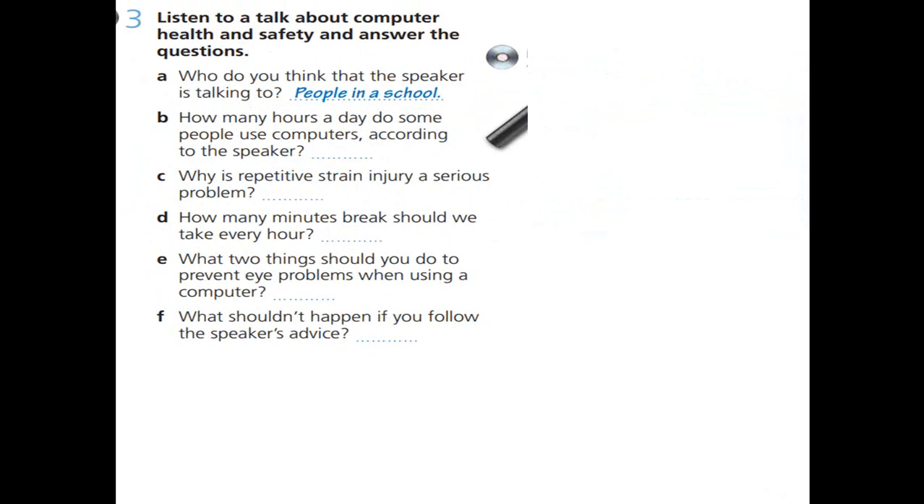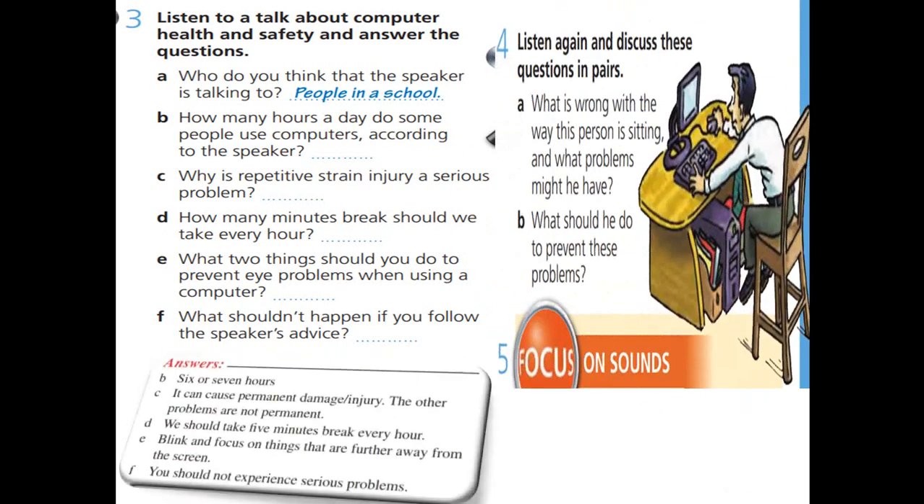Alright, now we come to exercise number 3 on unit 12 in your student's book. Listen to a talk about computer health and safety and answer the questions. Alright, the first one is done, number A. Who do you think the speaker is talking to? Yes, he's talking to people in a school. Number B. How many hours a day do some people use computers according to the speaker? According to the speaker, they use it 6 or 7 hours a day.